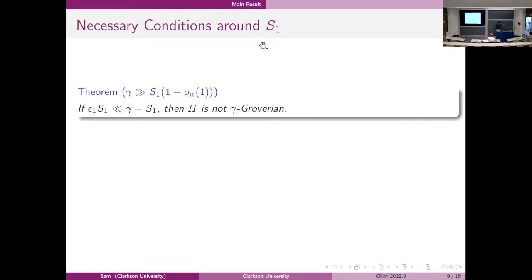And actually, we can do better if we focus on gamma. If we compare gamma with S1, that's the mystery number here, we can get two more necessary conditions. The first one is if epsilon 1 times S1 is much less than gamma minus S1, then the H is not covariant. So the underlying graph will not be covariant in this case. So this is saying if we choose gamma to be too big compared to S1, the H and the spatial search will not work.